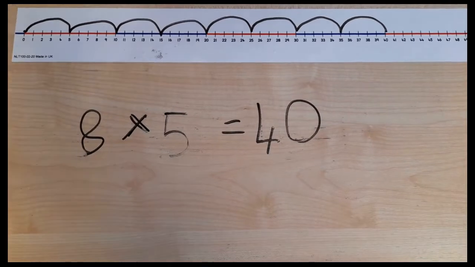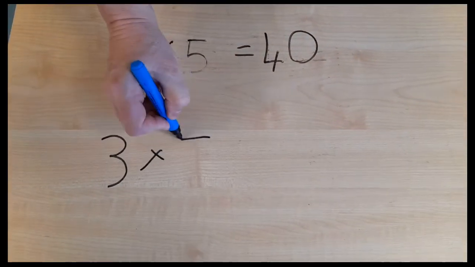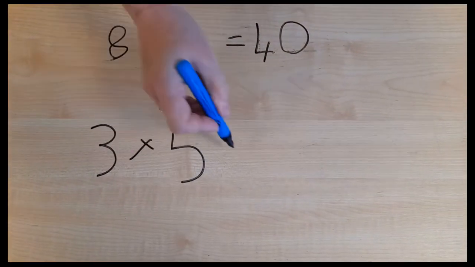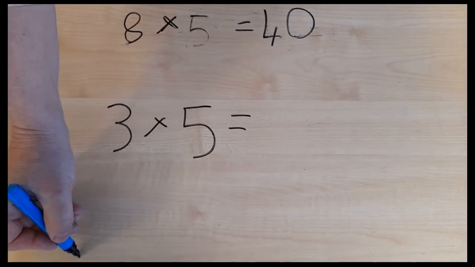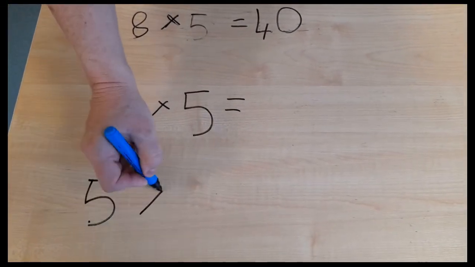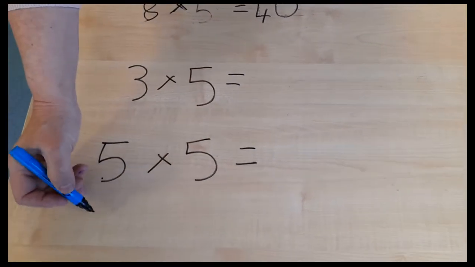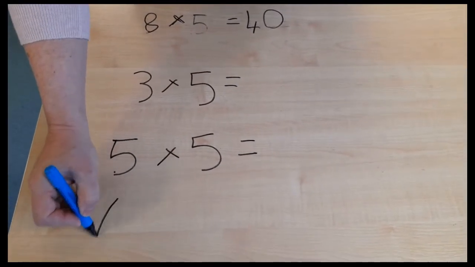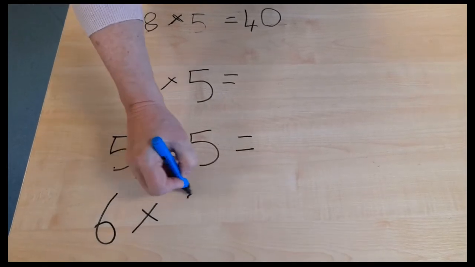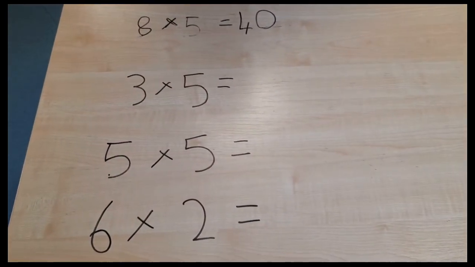So whatever size your groups are, I can still jump along the number line. I want you to have a go at these using your number line. I will put in a 5 times. Let's try a 5 times 5, and one more. Why not do a 6 times 2? Off you go and have a go.